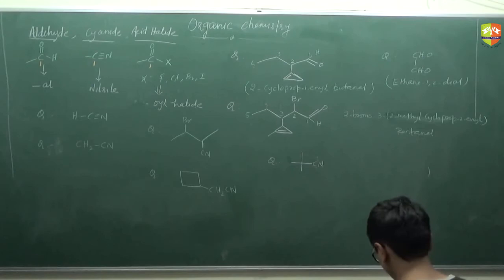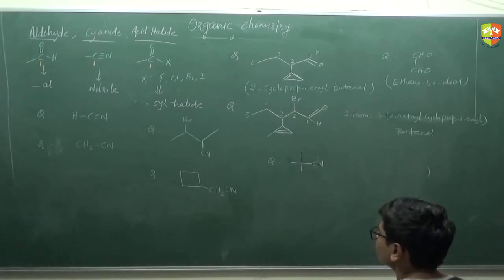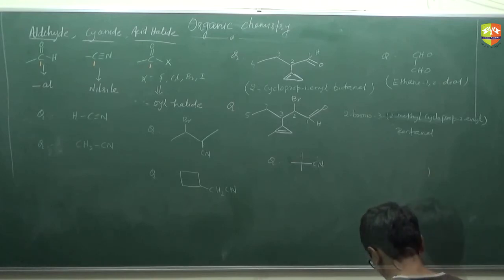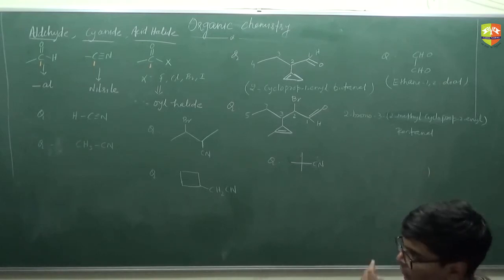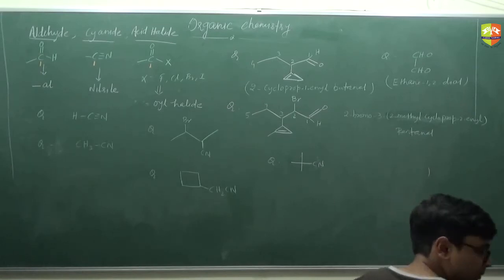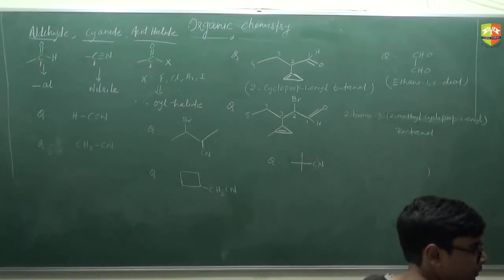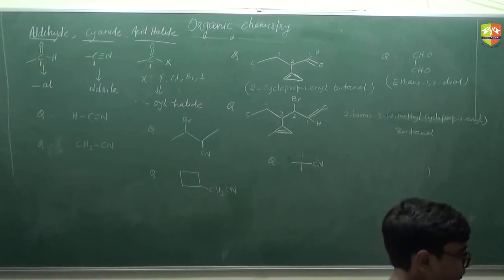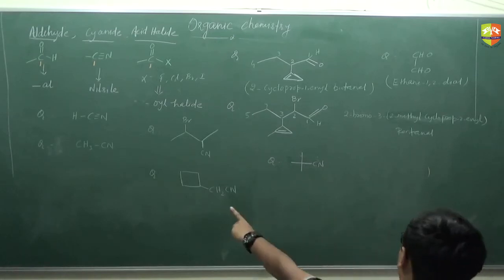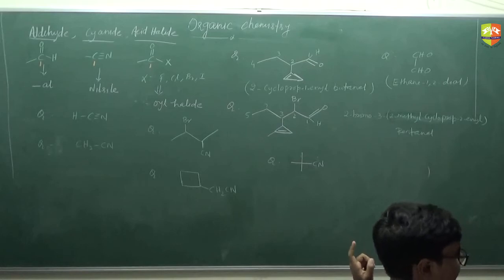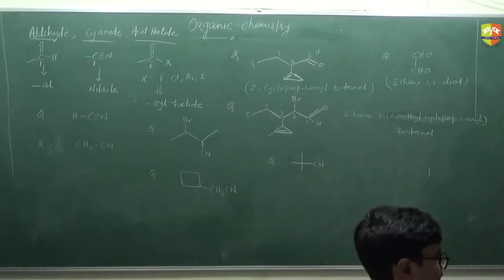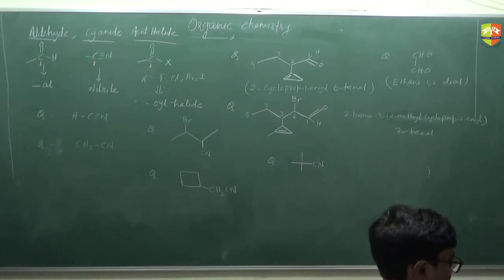Nitrile. So how do we do it? Propane nitrile, methane nitrile. The bromine one. CH2CN. The carbon of the nitrile is the first carbon. I think it goes like that.